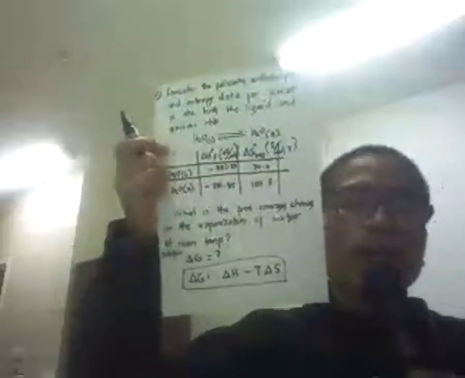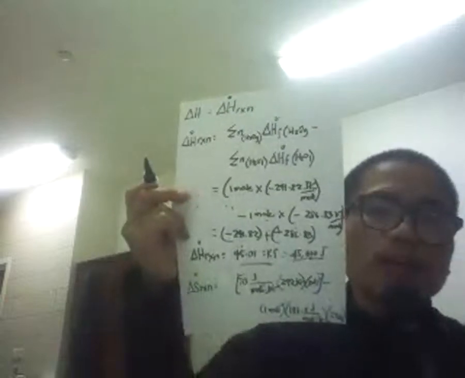188.8 joules per mole Kelvin. Again, times 298. So the units cancel, and what is left is joules, like this. So we need to subtract these two.